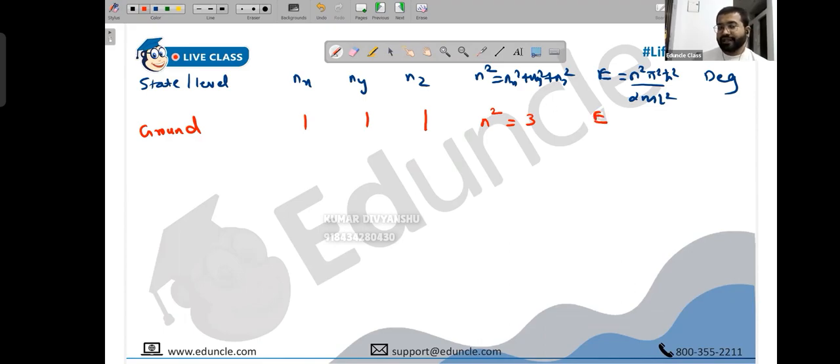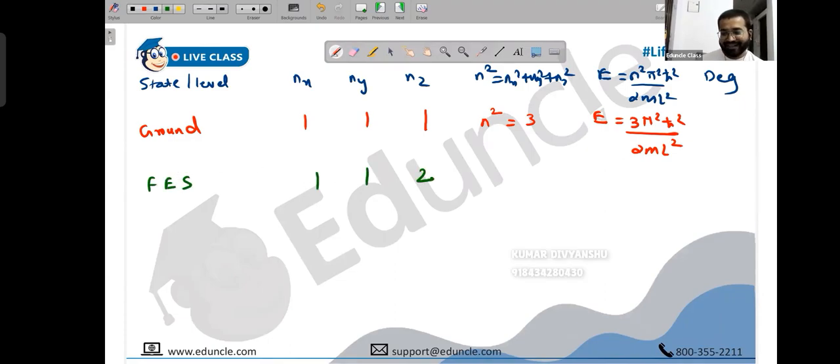So what is the ground state energy of a 3D particle in a cubical box? It is 3 pi square h square upon 2 m L square. Any questions? Anyone? Until here. Next. Can you tell me what should be the first excited state now? 112. Perfect. What about degeneracy?